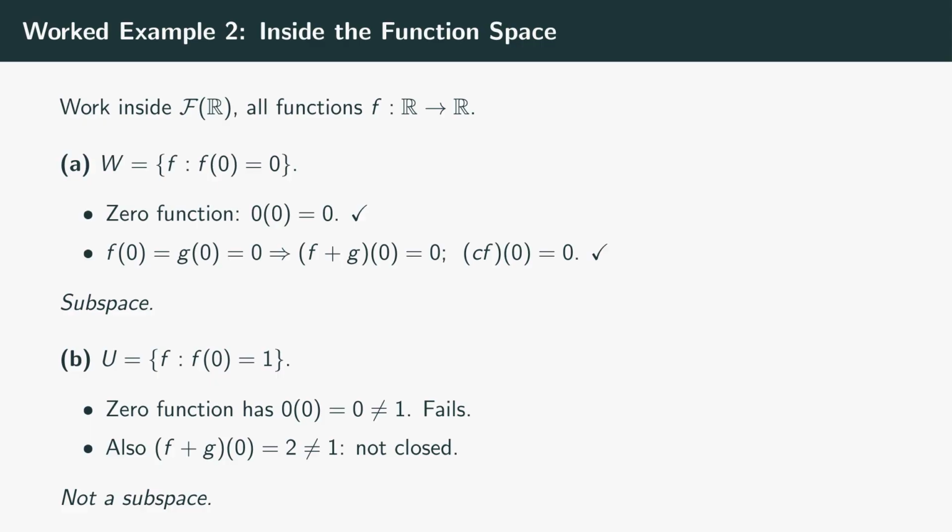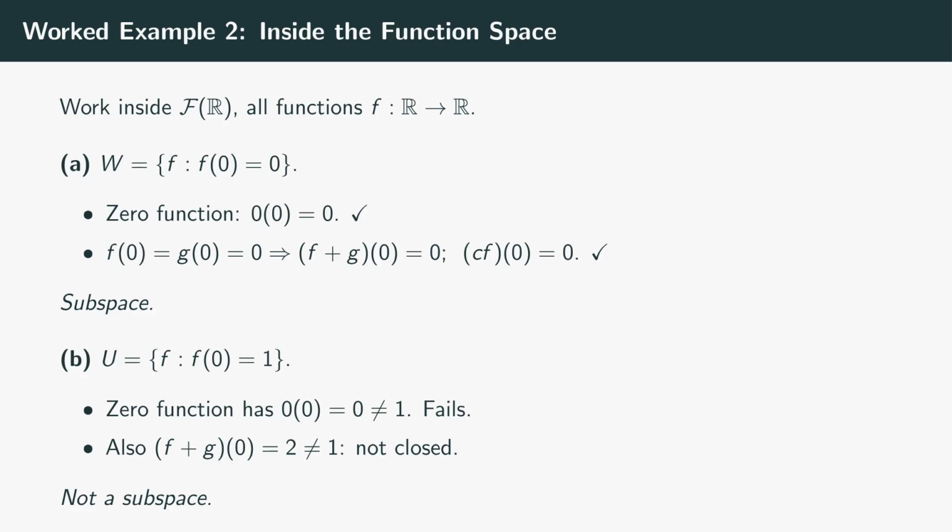Second worked example, this time inside the space of all functions from the real line to the real line. Part A, let W be all functions whose value at 0 is 0. Is the 0 function in W? The 0 function sends every input to 0, so in particular its value at 0 is 0, yes. Is W closed? If f and g both vanish at 0, then their sum at 0 is 0 plus 0, still 0, and scaling f keeps its value at 0 equal to 0. So W is a subspace. The functions pinned to 0 at the origin form a perfectly good vector space.